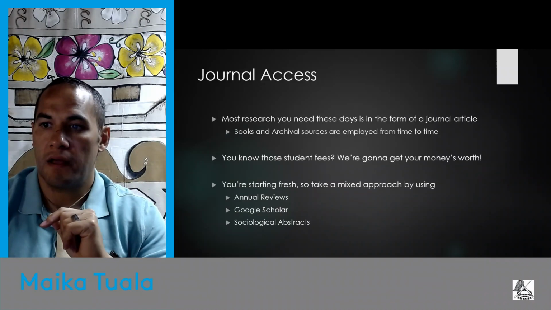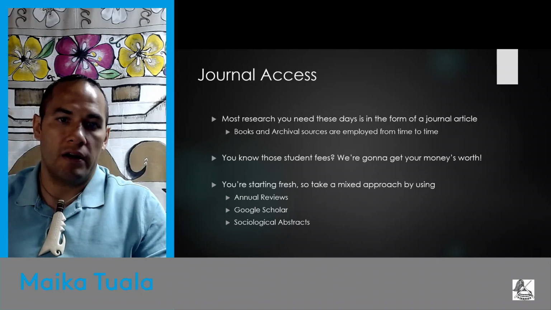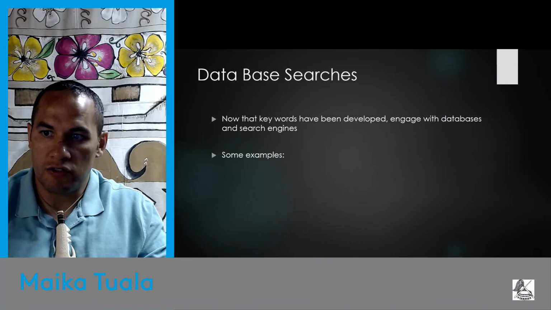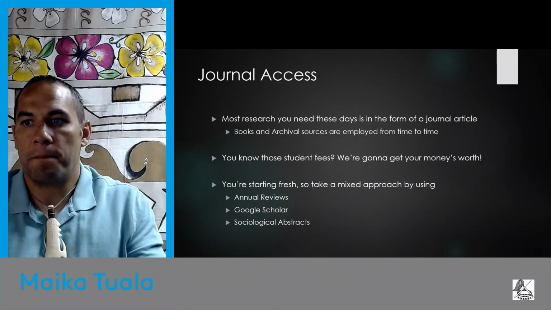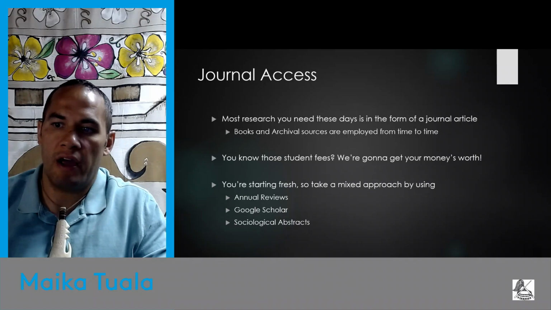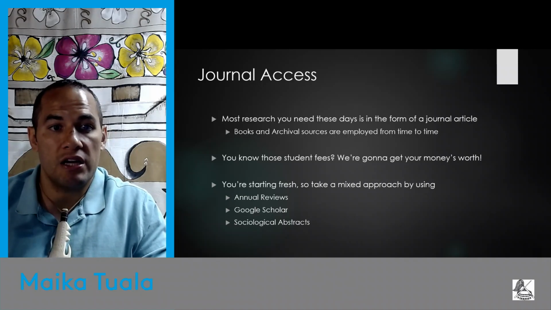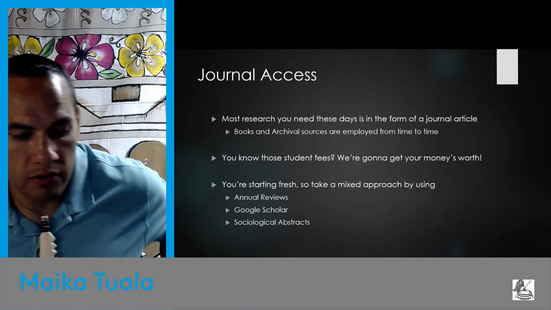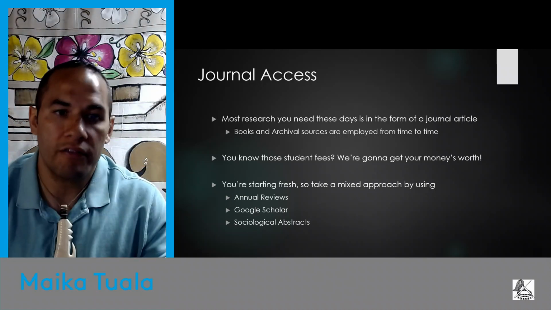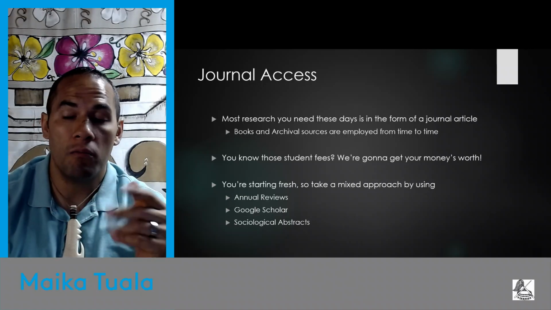Okay, you go to those different ones, and what you want to find is journal articles. The best ones to go to, as you'll see, are Annual Reviews, Google Scholar, or Sociological Abstracts. If you write in those keywords, a lot of different articles will come up, and that is where you will find more of your research.